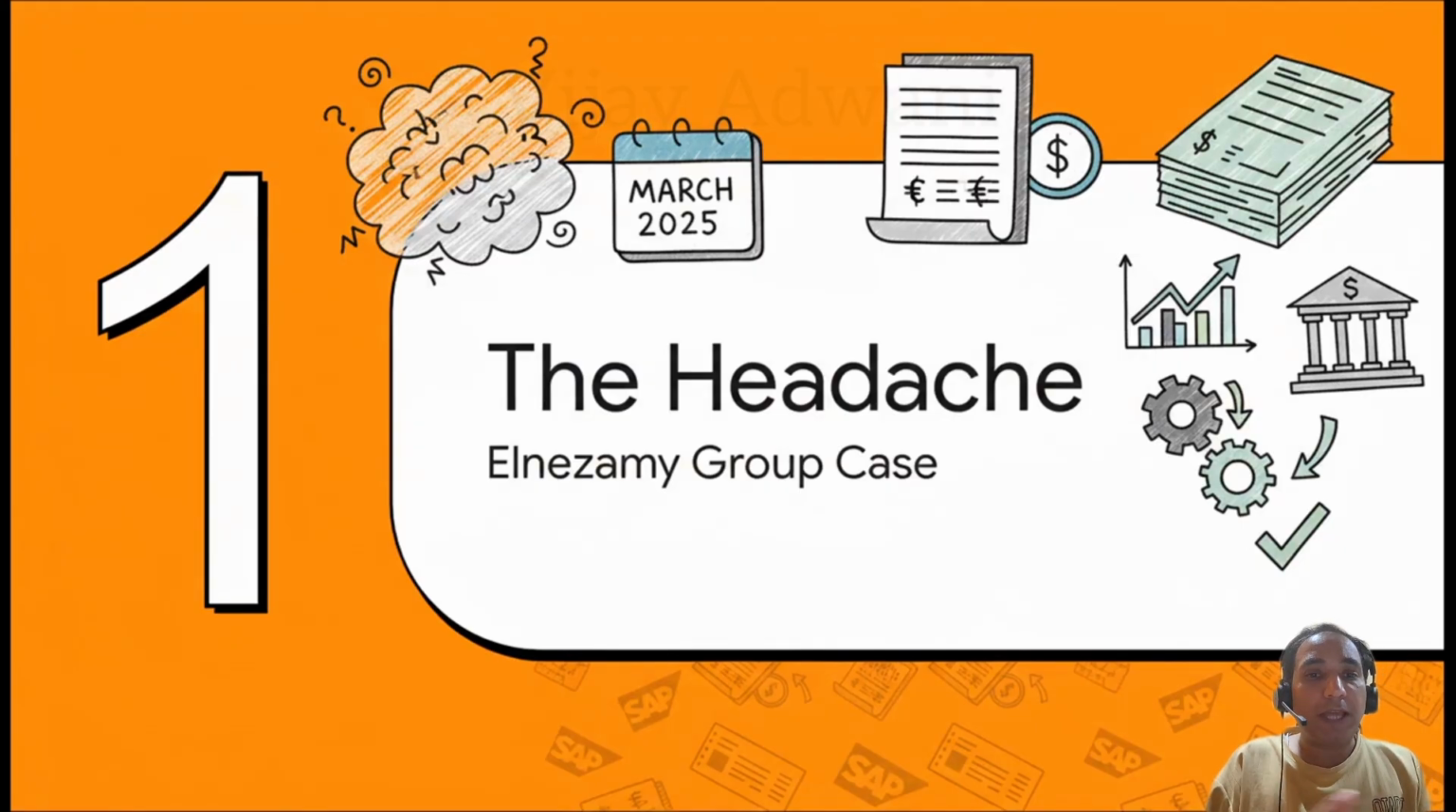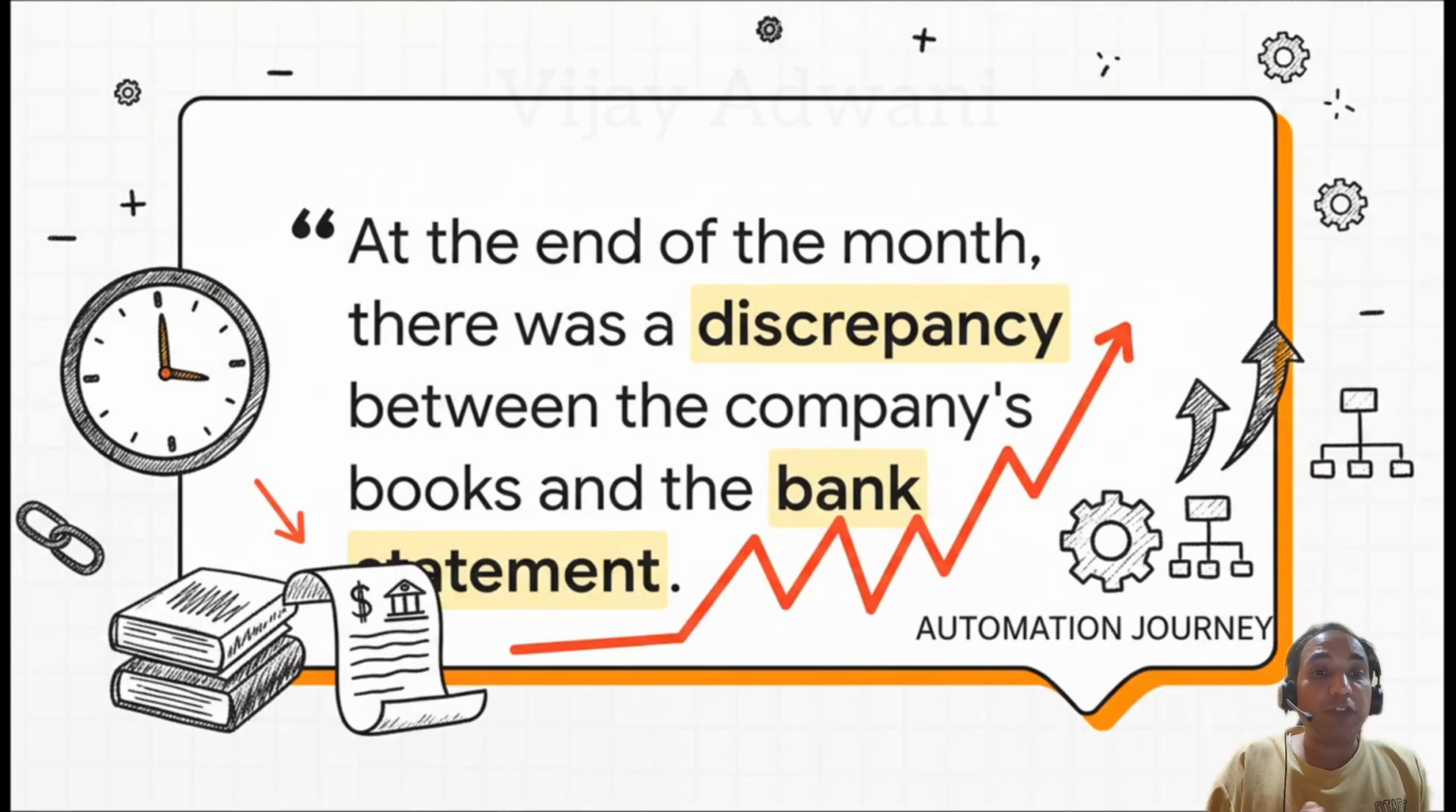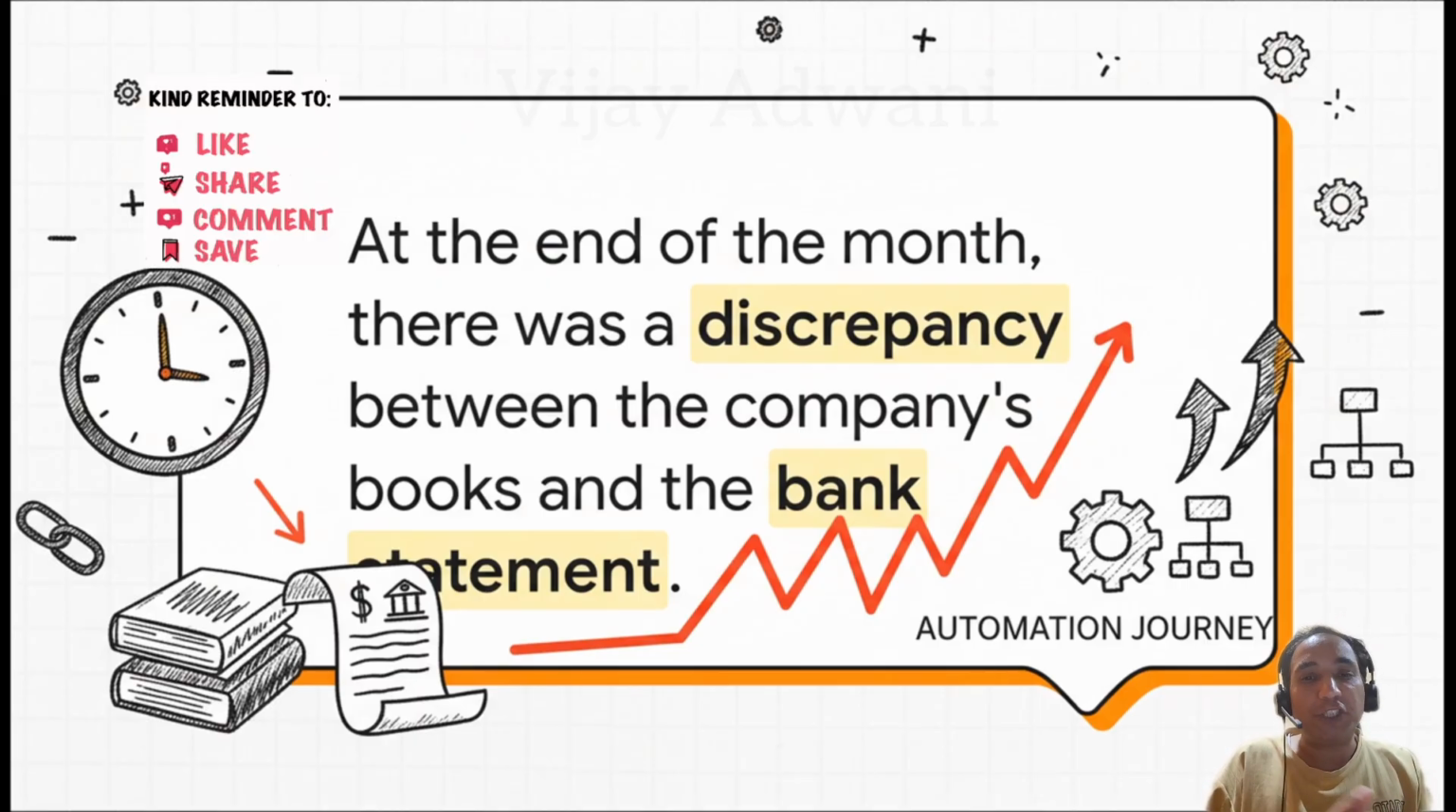Okay, to see that, we are not going to just talk theory, we are going to follow a real-world example, the Enhanced Group. We'll dive into the March 2025 financials and see how exactly this headache plays out for a real company. And this is where it all starts. They began the month perfectly fine, everything matched, but by the time March was over, the numbers were off. This single discrepancy is the very reason we are going on this whole automation journey.